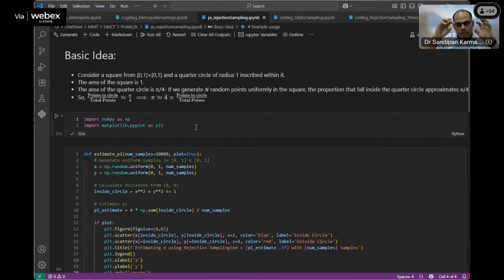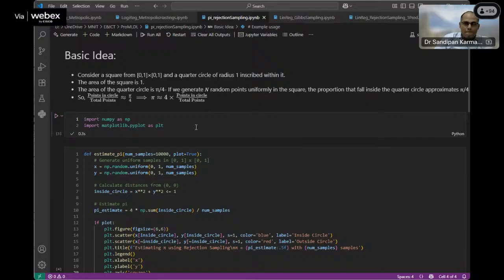So when you are generating the coordinates, if it follows x square plus y square less than or equal to 1, then it is telling you that points in circle divided by total points is approximately pi by 4. So pi will be 4 multiplied by how many points are inside the circle, divided by how many points in the total area. Okay, so by that you can find out.